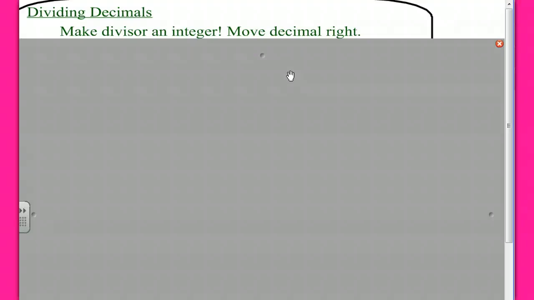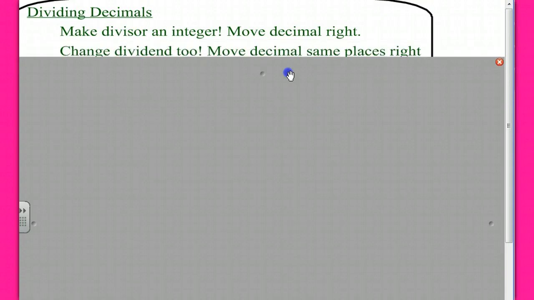What was the second thing we did? We moved that divisor one place, right? So then what did we go do? Come on, think. This is, I know, a little harder than just doing the equation, but Teddy. Dividend. Good job. So we move the dividend too. We change the dividend to move the decimal the same places to the right.